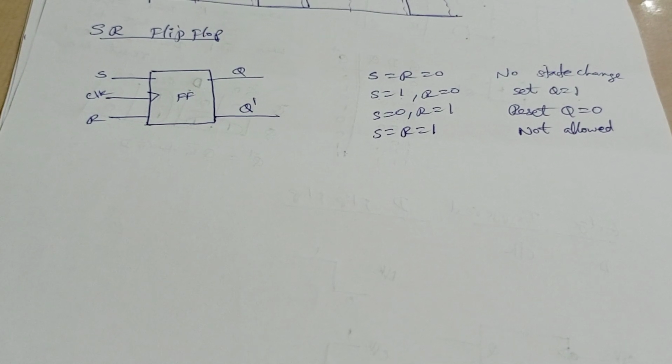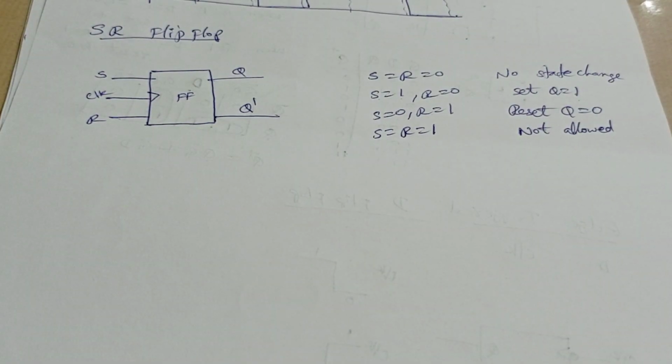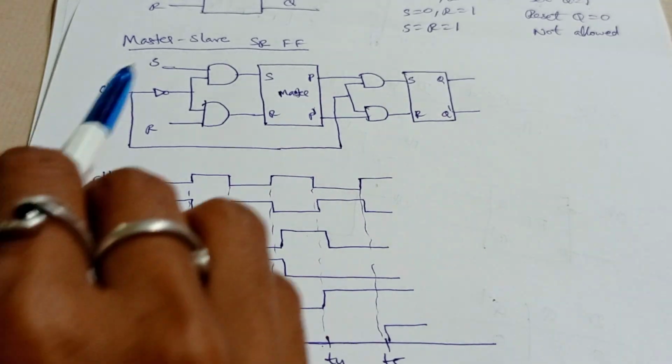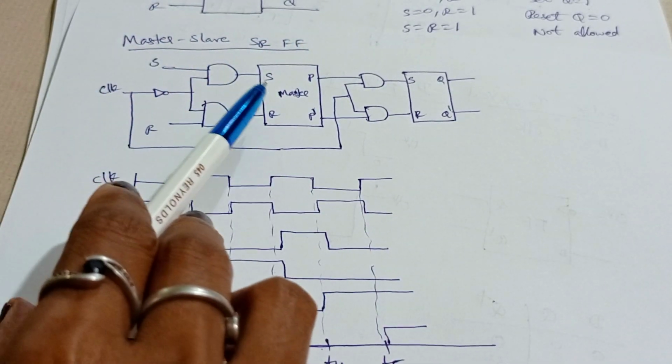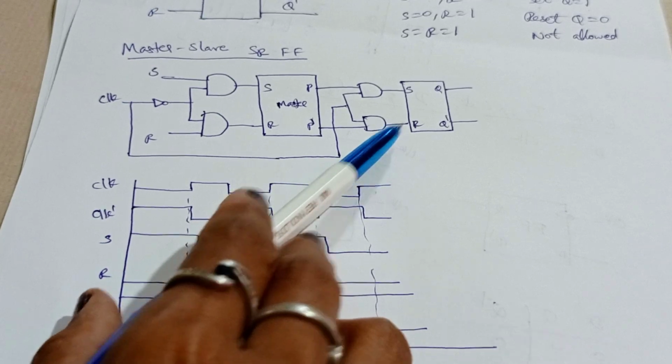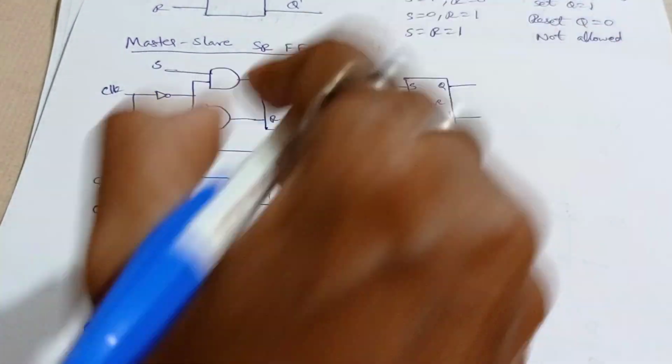Now we'll see the construction of the SR master slave flip-flop. Here it is constructed by using SR latches and gates. The master slave SR flip-flop is constructed from two SR latches, master and slave, and gates.